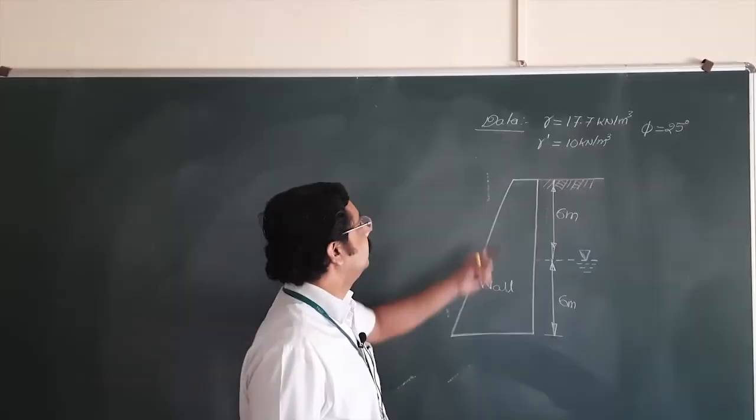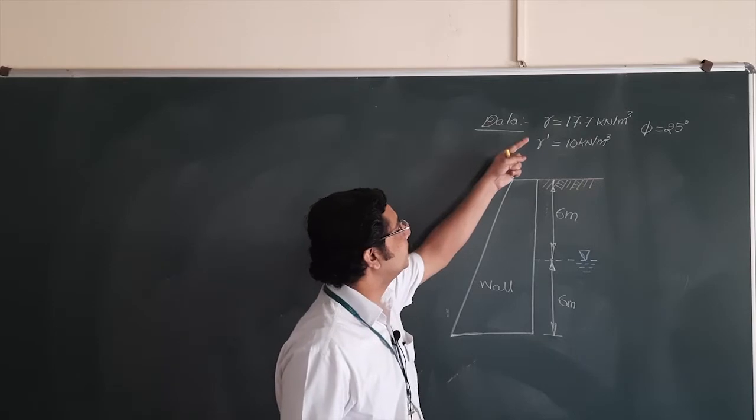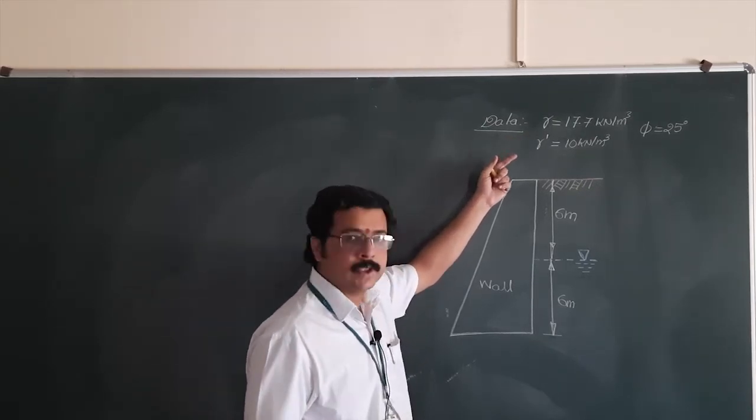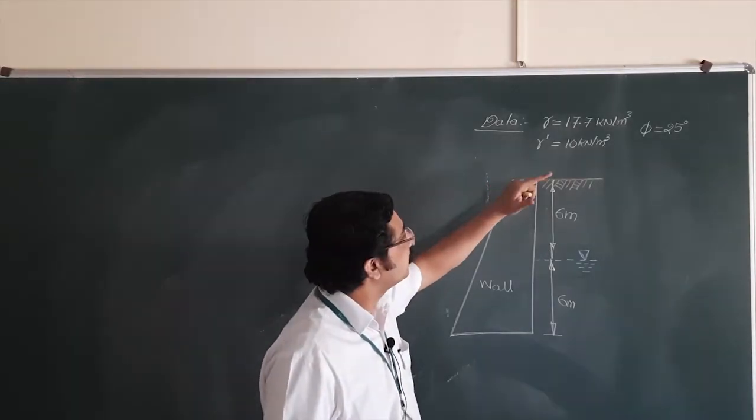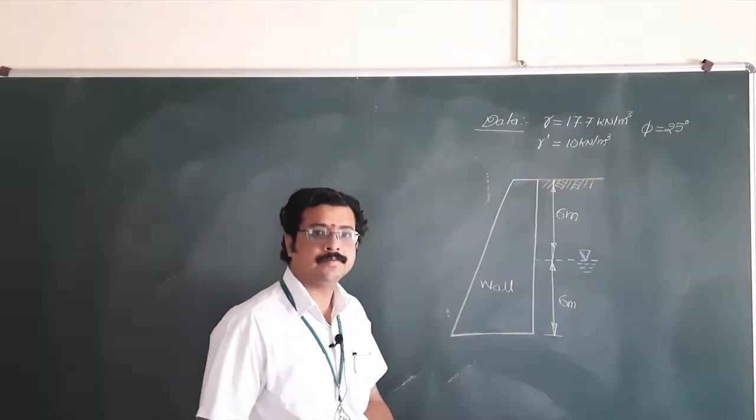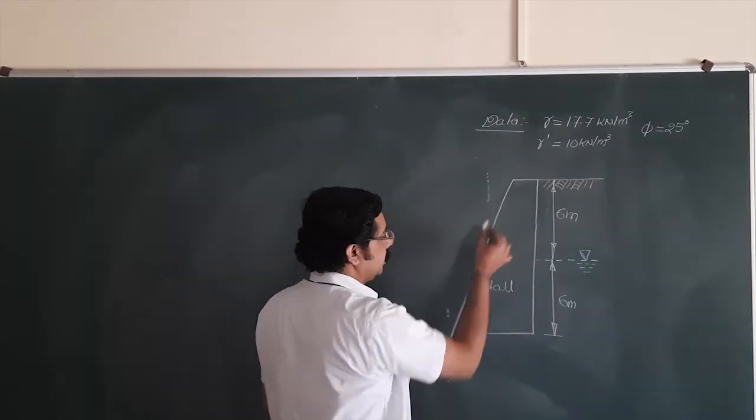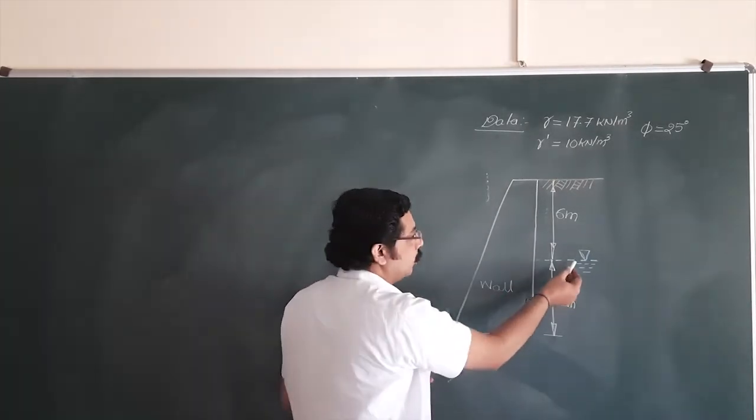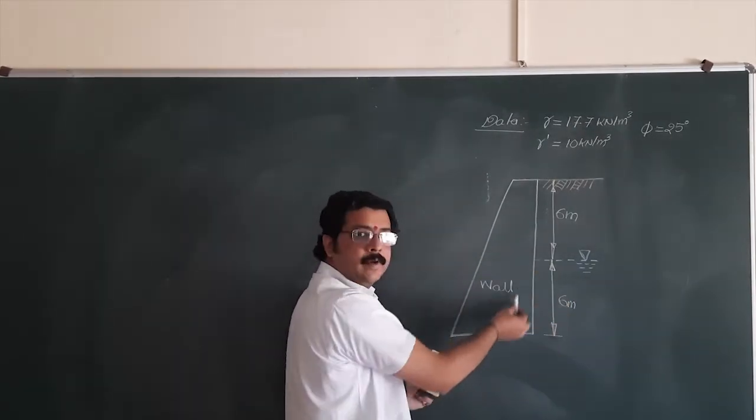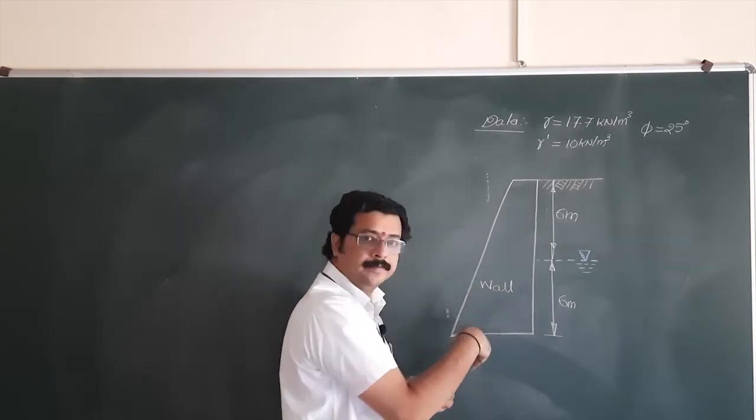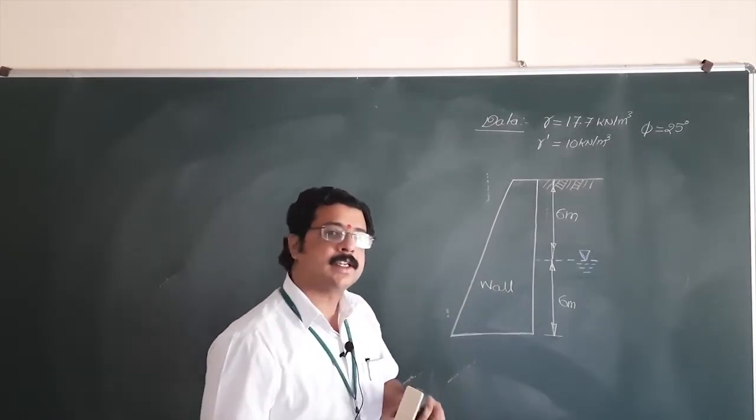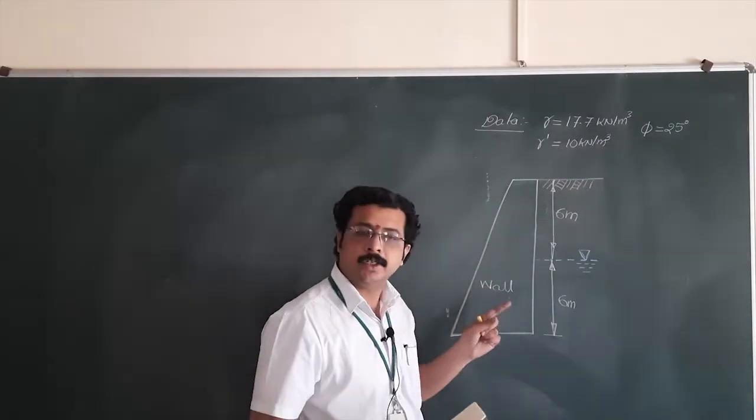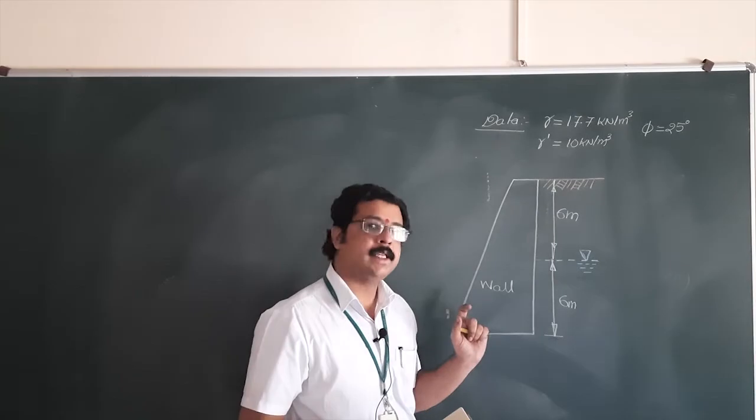So in this question, data given is unit weight of the soil 17.7 kilonewton per cubic meter. Submerged unit weight of the soil is 10 kilonewton per cubic meter. Angle of internal friction is 25 degree. This is the retaining wall which we have drawn. Its height is 12 meter. Water table is at 6 meter height from the base of the retaining wall. What is the first condition? The first condition is we want to find out active earth pressure in the natural condition without this water table. That means in dry condition.